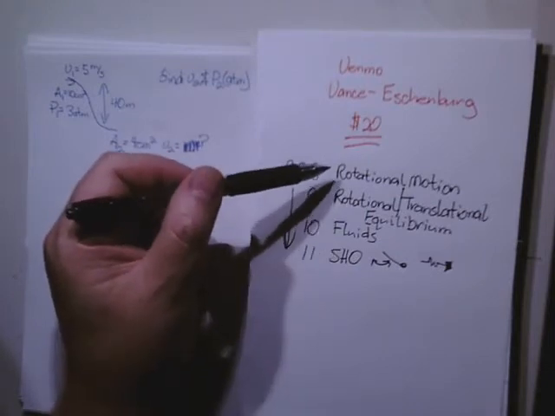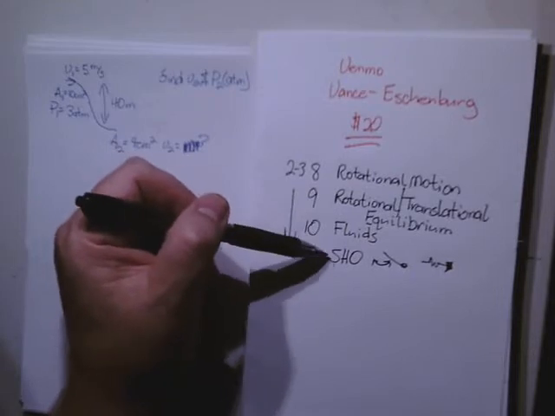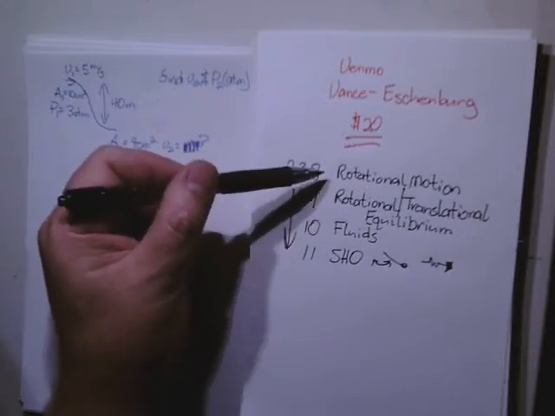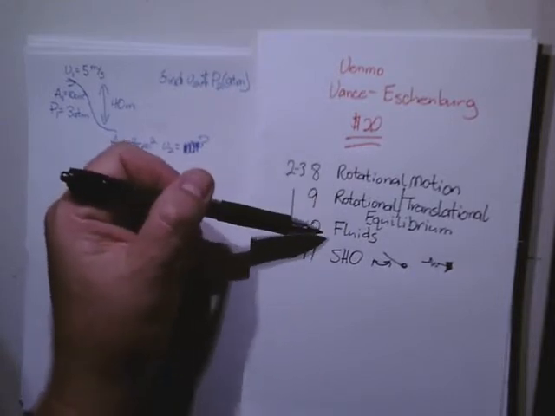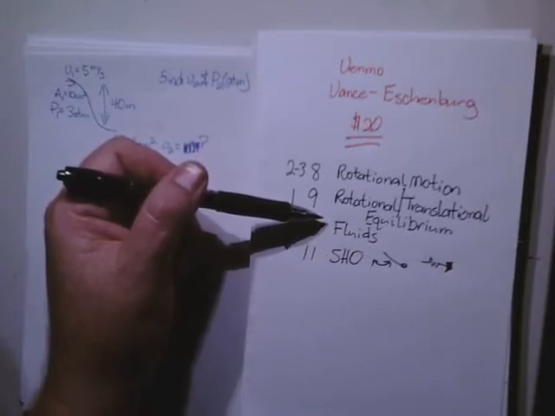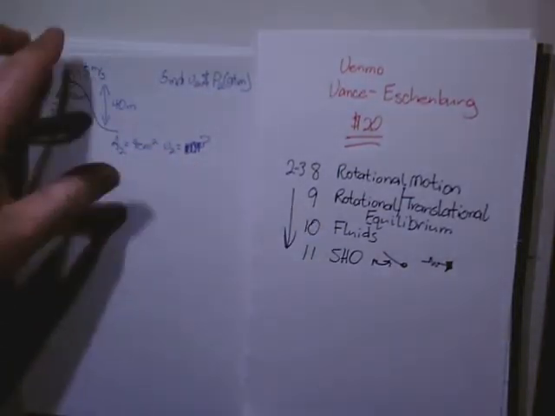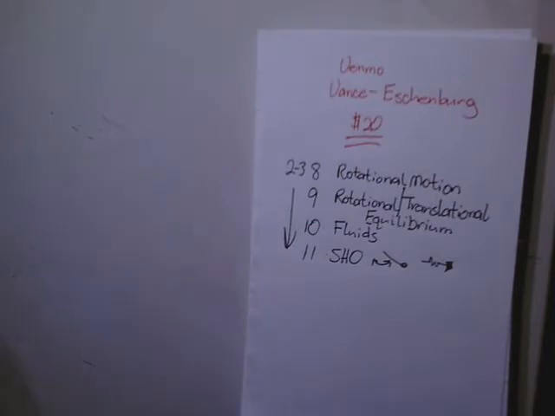I think that in my opinion, 9 and 11 are the easy ones, followed by 8. I don't think the difficulty of 10 is all that bad. The problem with 10 is that it's a rather large chapter. And so there are many different classes of problems that could happen.